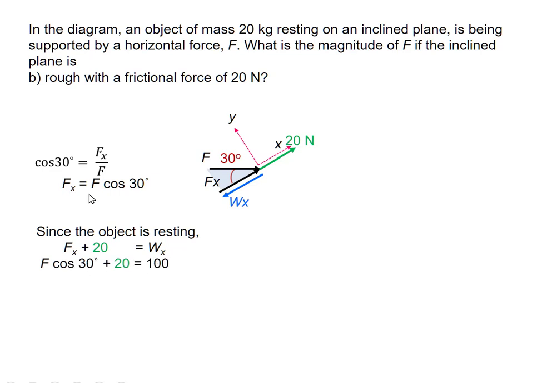Fx, which is found earlier, F cosine 30 plus 20 will then be equals to Wx. Wx is found to be 100 still, and therefore, by simple mathematics, we will then get F to be equals to 80 over cosine 30. And your answer will then be 92.4 newtons, correct to 3SF.